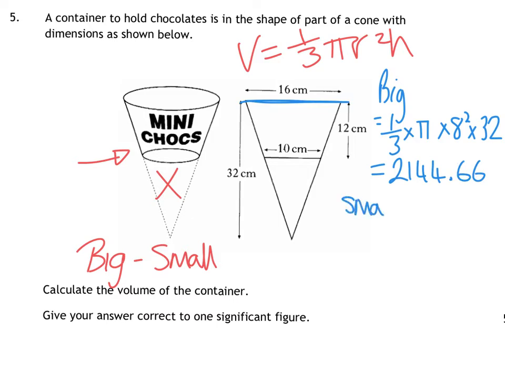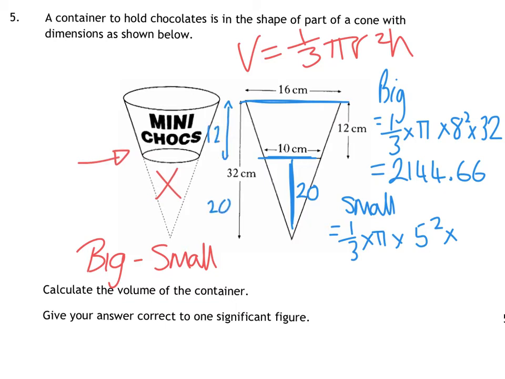The small cone would be 1/3 times pi times, now your diameter is 10, so your radius is 5, and your height is this bit here. Now, it was 32 take away 12, so the height of this bit must be 20. Can you see that okay? This bit from here to here was 12. 12 plus 20 makes 32. So your height is 20, and that will catch people out. So the volume of that one is 523.60 to 2 decimal places.